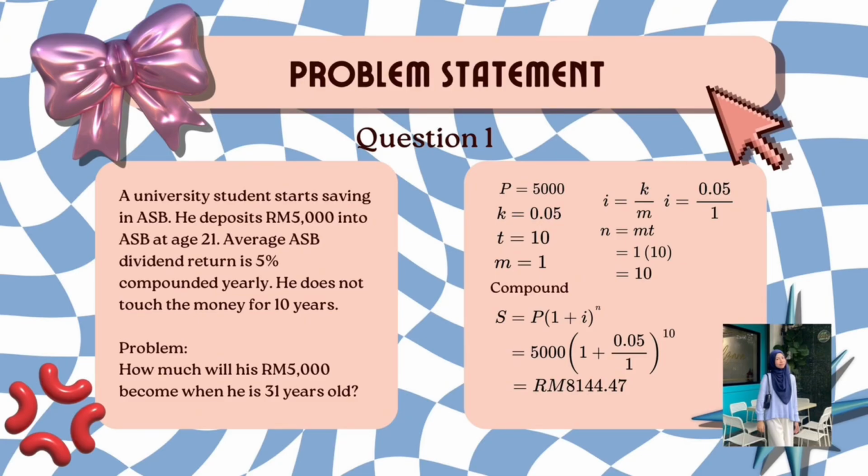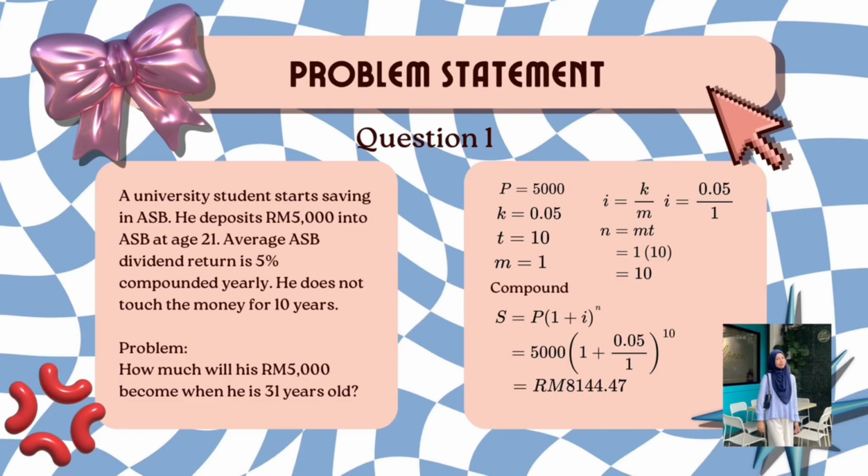First, let's look at the important values taken from the question. P, the principal amount, 5,000. K, the annual interest rate, 0.05. T, time in years, 10. Then M, how many times the money compounds in a year, 1. i, interest rate per period, 0.05. And then n, the total compounding periods, which is 10.